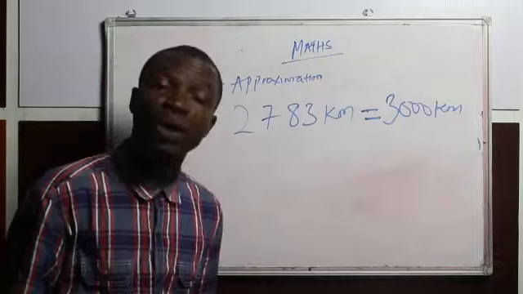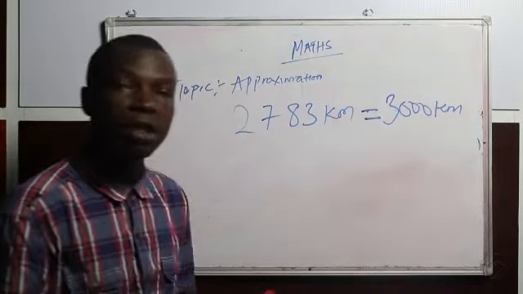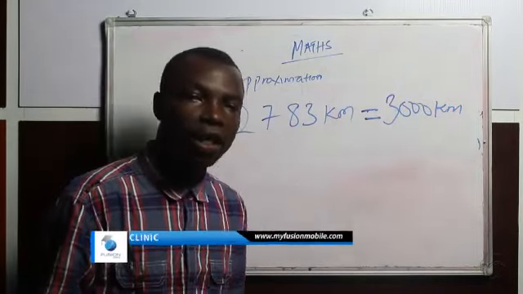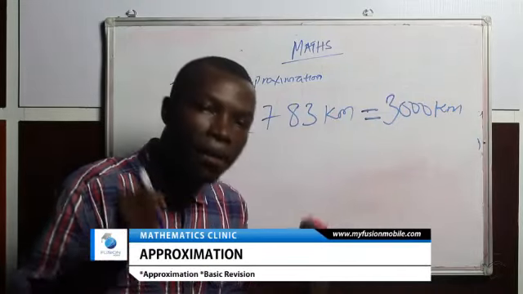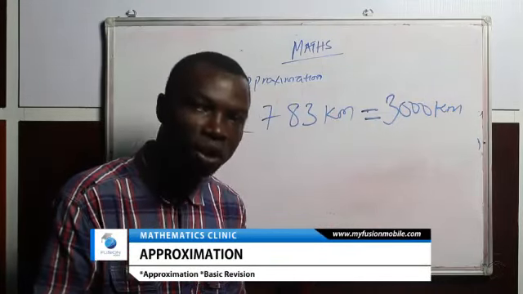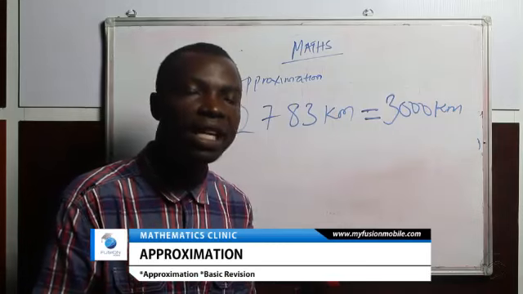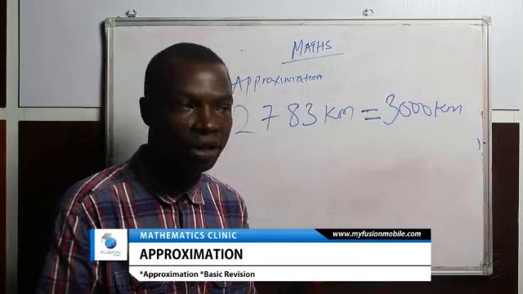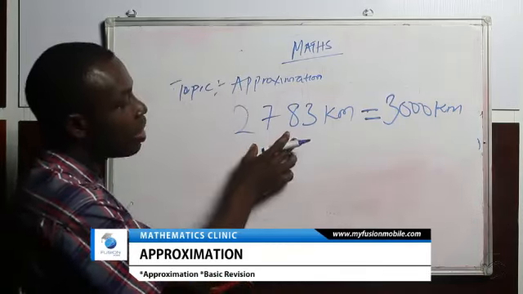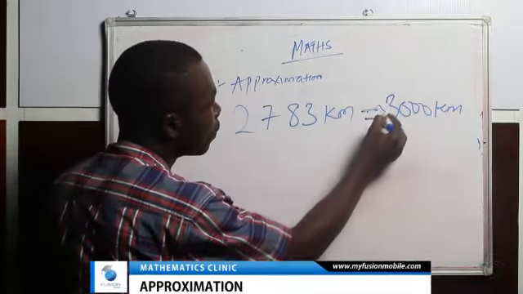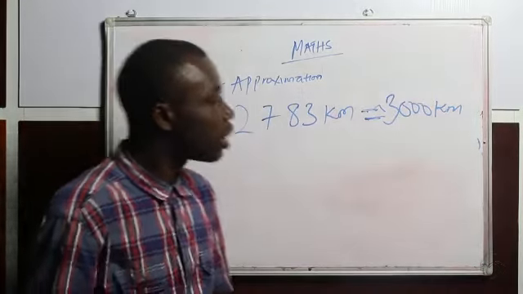We can approximate 2,783 kilometers because it's more than half of a thousand. 783 is more than half of 1,000. Therefore, it can be approximated to 3,000 kilometers.